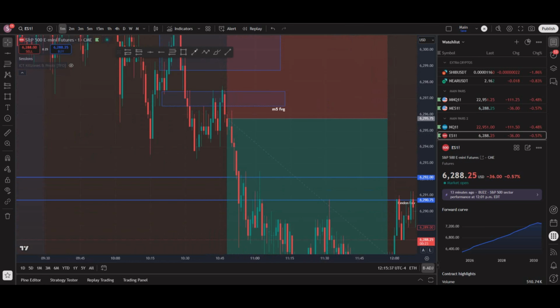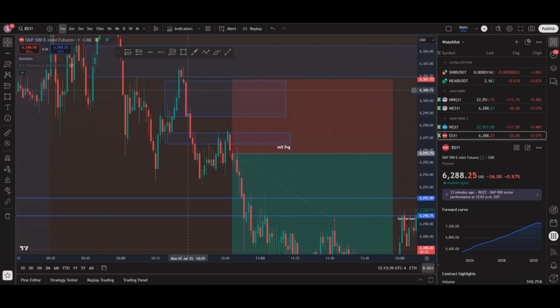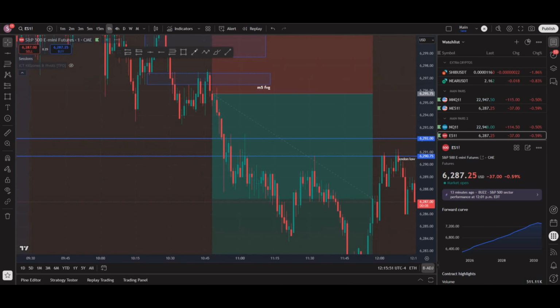I gave my stop a good bit of room. I put it above this 1-minute FVG up here, and all of this imbalanced price action that could have easily been retested as like a last line of defense. So this was my entry right here.